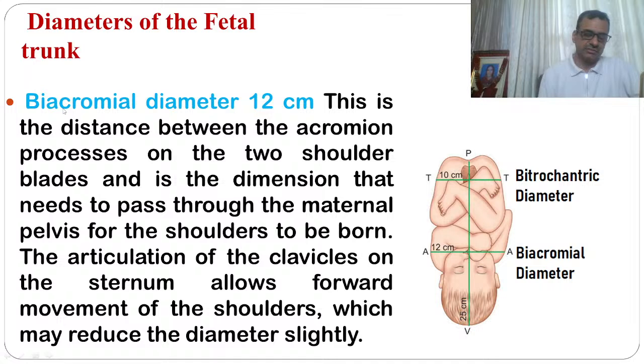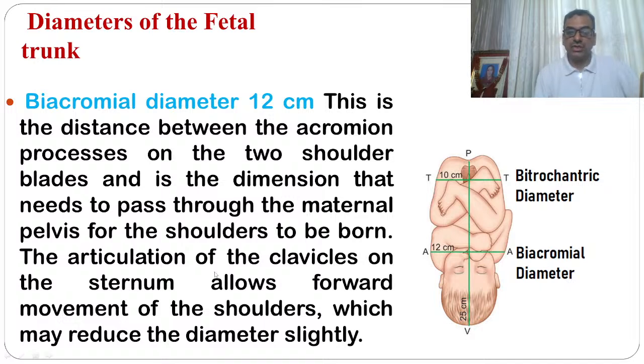So diameters of fetal trunk. Actually we are discussing fetal skull, but still in midwifery we should know 2 more diameters, that are diameters of fetal trunk. One is biacromial diameter, which is 12 centimeter. This is the distance between the acromion processes of the shoulders. So here you can see this is biacromial diameter, which is 12 centimeter, and then there will be another diameter of trunk, bitrochanteric diameter.